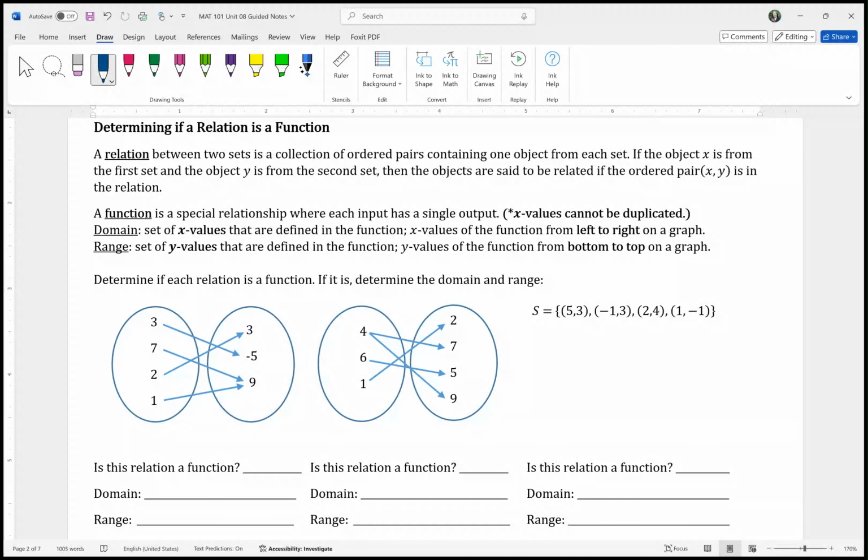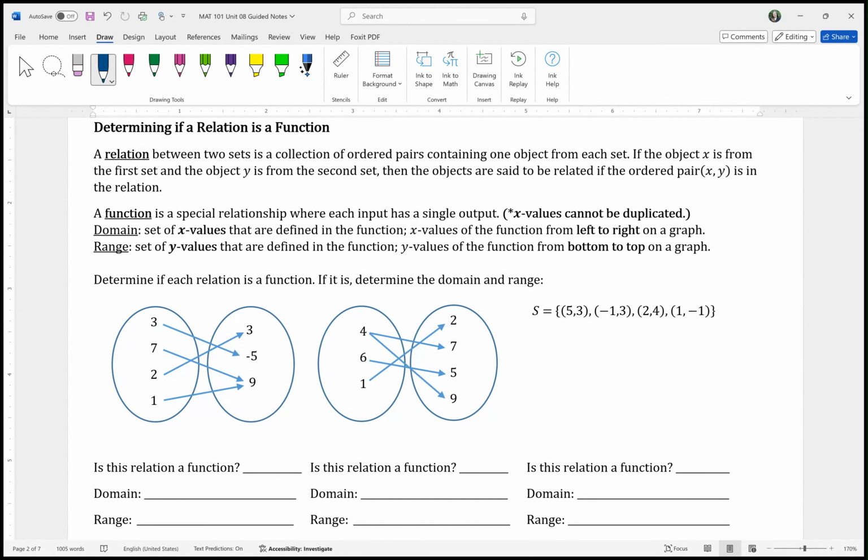The next part about this is there are certain types of relations that are called functions. And a function is a special relationship where each input has a single output. So basically, you're not going to see X values that are duplicated. Lastly, your domain, which we're going to talk more about in a future video, is the set of all X values. So that's usually the first values. And the range is the set of all Y values. Those are second values, okay?